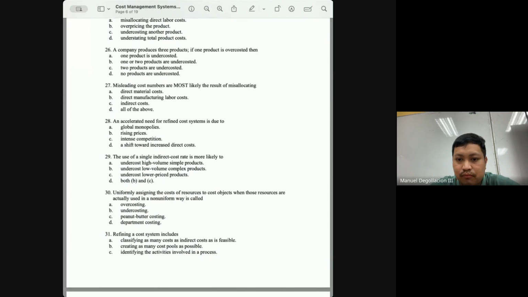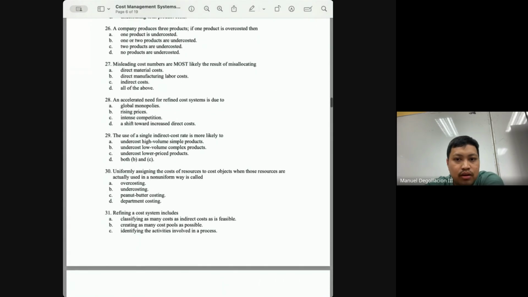27, misleading cost numbers are most likely the result of misallocating. Answer here would be letter C. It's the more likely one to be misallocated, class. Answer for 27 is Charlie. 28, an accelerated need for refined cost systems is due to intense competition. Answer for 28 is Charlie.